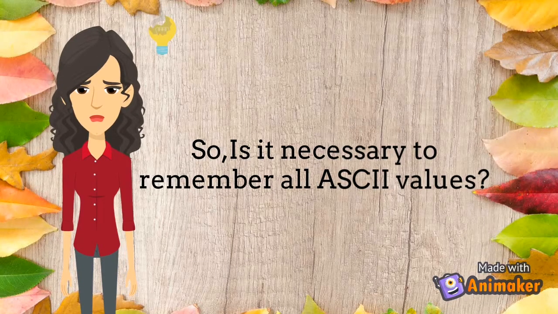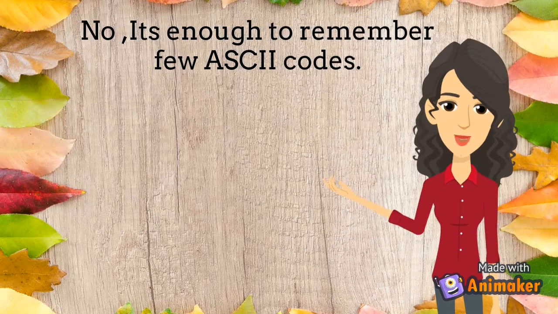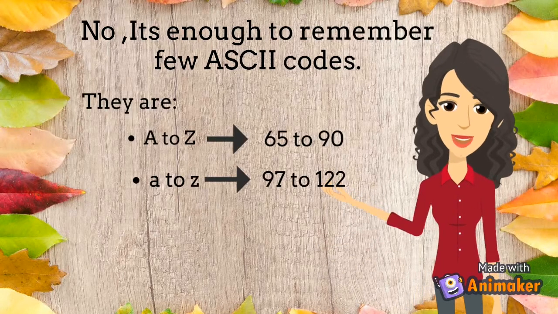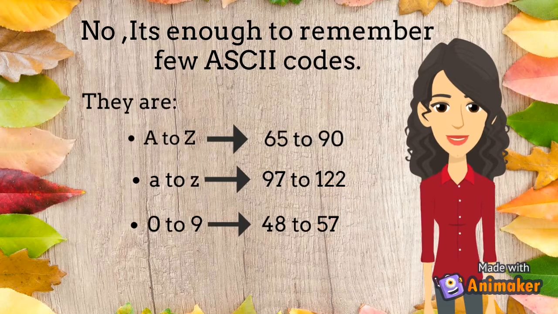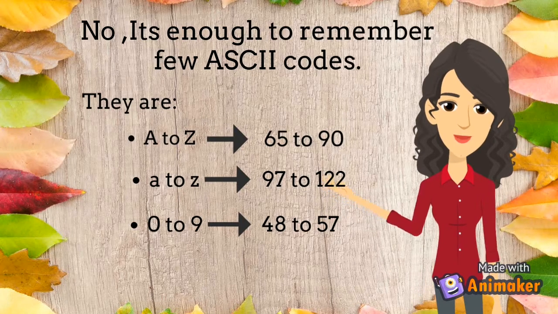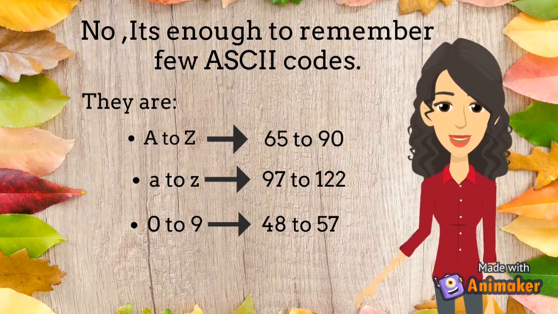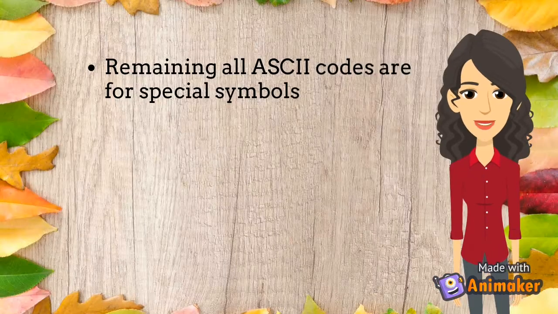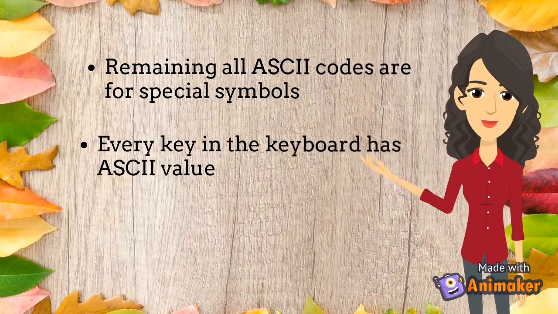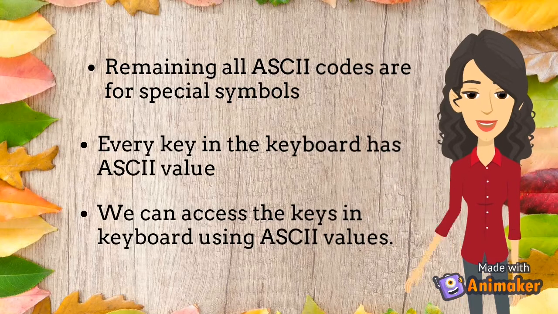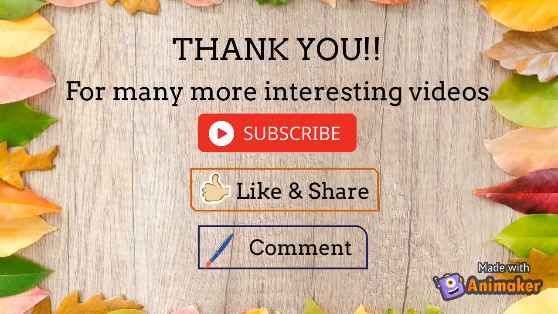So, is it necessary to remember all ASCII values? Don't be so worried. It's enough to remember few ASCII codes. Capital A to capital Z, 65 to 90, small a to small z, 97 to 122, 0 to 9, 48 to 57. Let us see some interesting facts about ASCII codes. Every key in keyboard has ASCII value. We can access the keys in keyboard using ASCII values. So now we have got a clear picture of ASCII values.